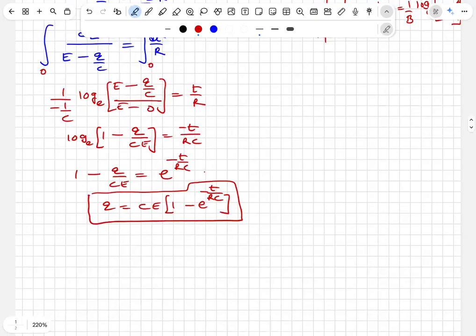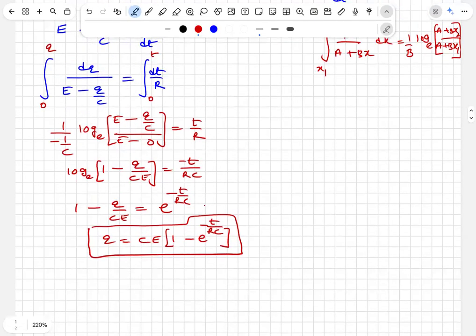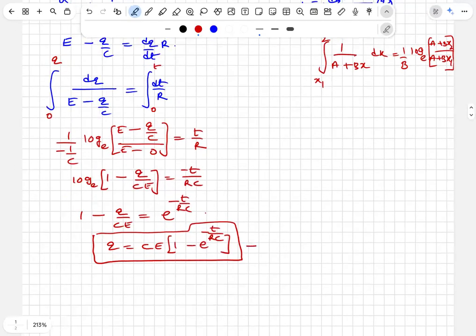Q is equal to CE, where CE is the maximum charge that this capacitor can have. Any doubts till this point? Let this be equation 3. Any doubts in equation 3? Please ask me right now.